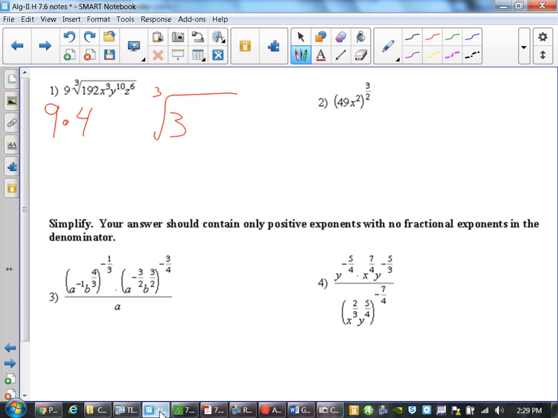Remember the shortcut for figuring out the exponents now? Exactly. How many times does 3 go into 3? 1. So 1 comes out. Is there any left to stay in? No. How many times does 3 go into 10? 3. How many come out? 3, but 1 stays in.